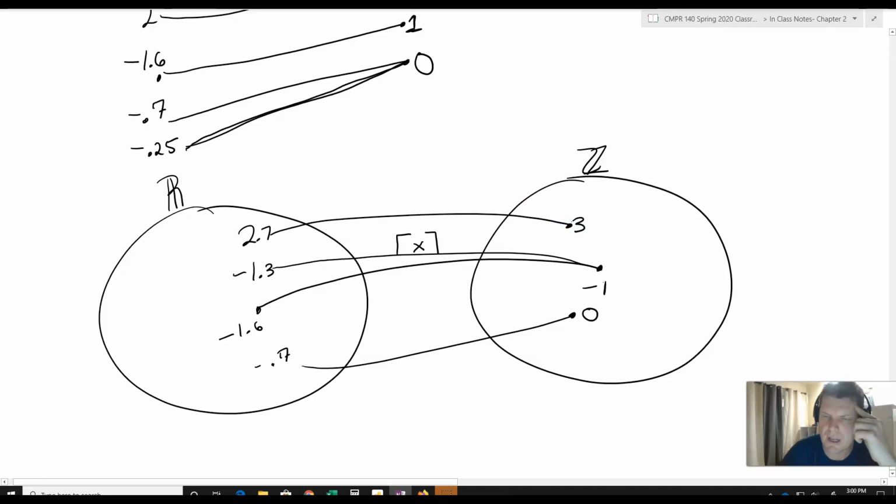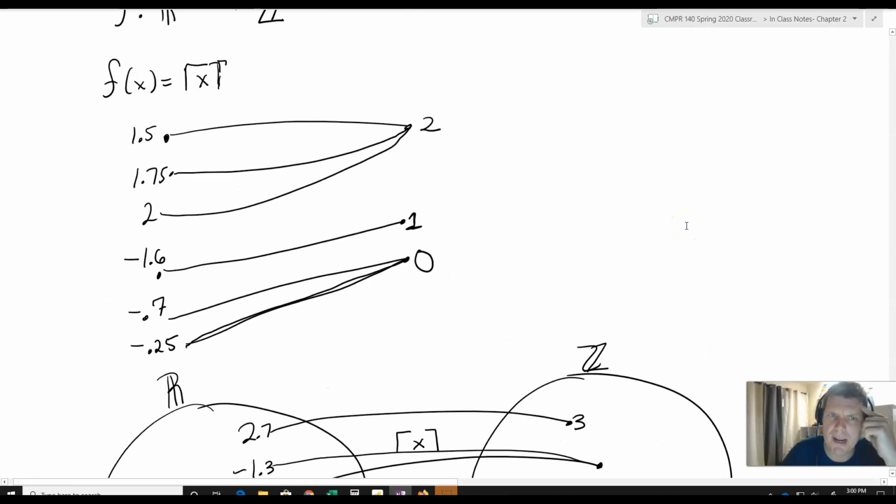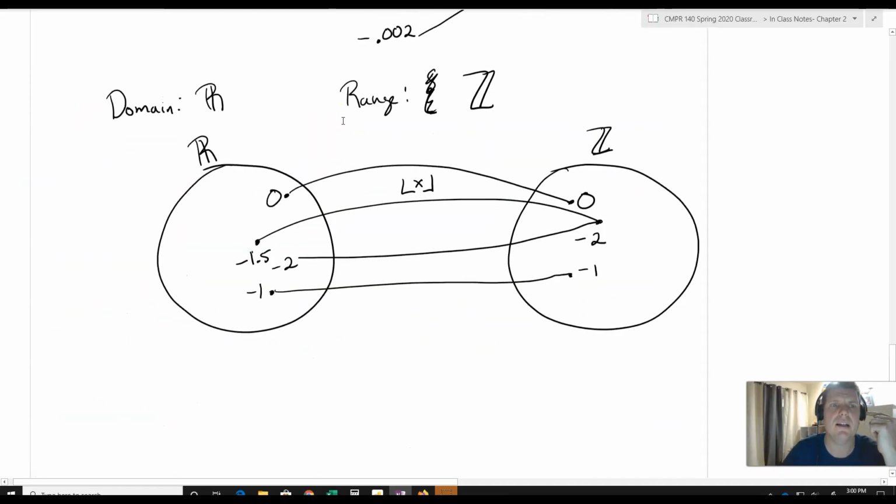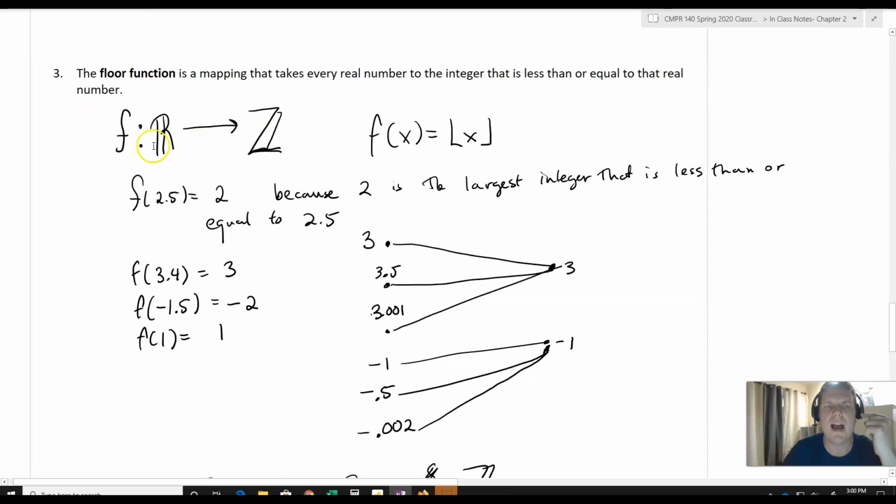So those are two functions where our domain and codomain are not in fact the same thing. In both the ceiling function case and the floor case, we're going from the real number line onto the integers. And we just have to be careful about how each one is defined.